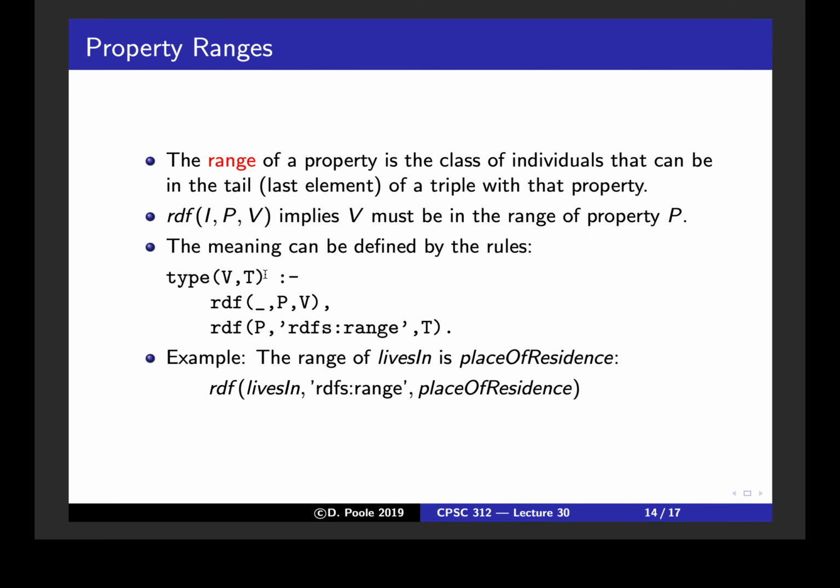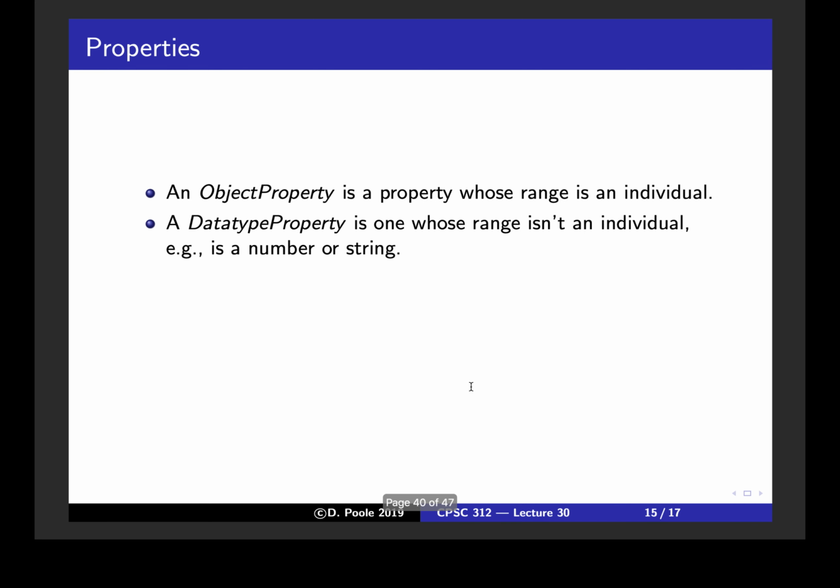Again, the range of lives in can be place of residence. So here we write RDFS lives in RDFS range place of residence, which means if you use the third argument of a lives in, it must be a place of residence.